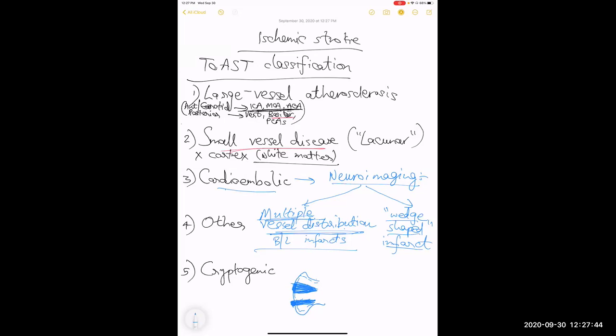So for example, a proximal ICA clot in the neck can break off and can stop again at the turn here and can cause a wedge-shaped infarct. But when you scan their vessels, and if the vessels in the neck look clean, then think cardioembolic source for a wedge-shaped infarct. That is how cardioembolic strokes look on neuroimaging.